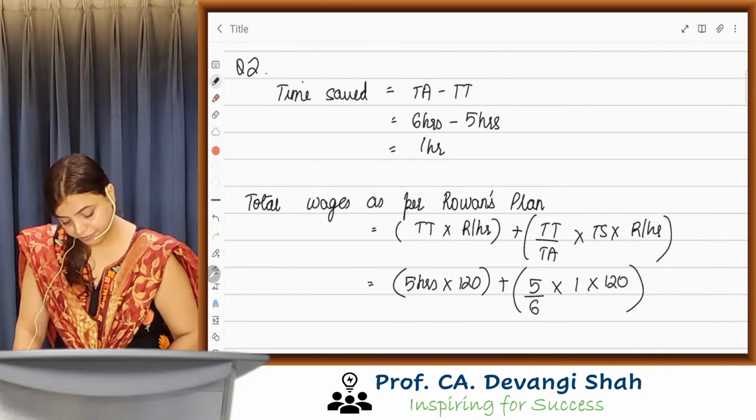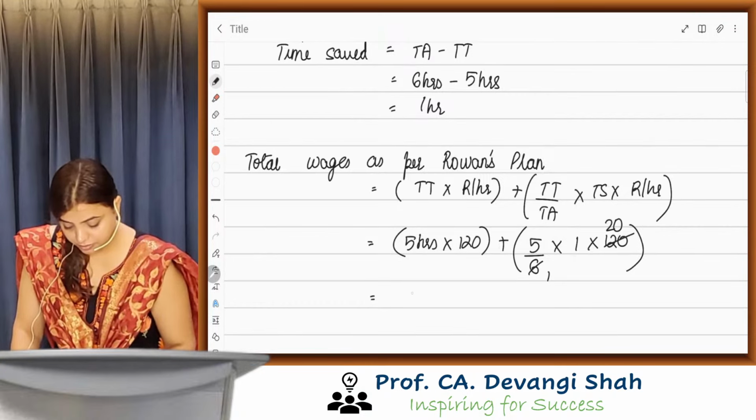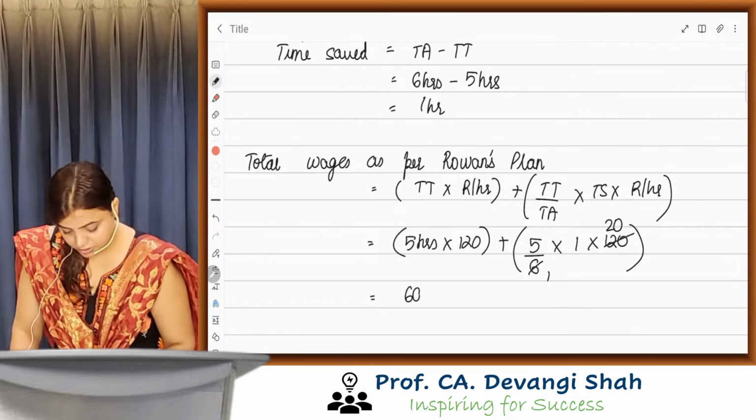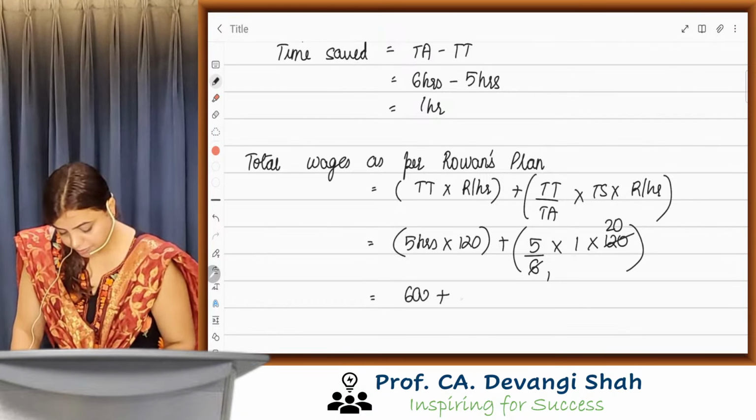So 6 1s are 6, 2s are 12, 0. What do you get? 600 plus 100, total is 700. Right? So total wages as per Rowan comes to 700.